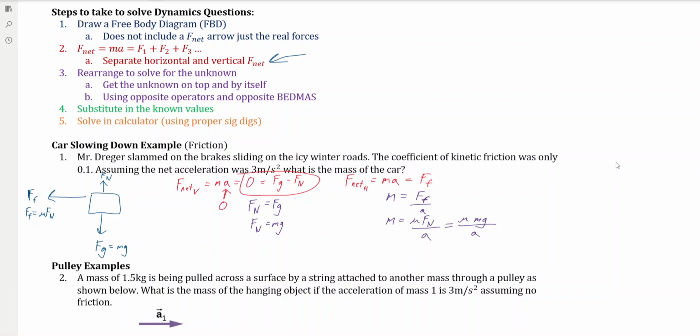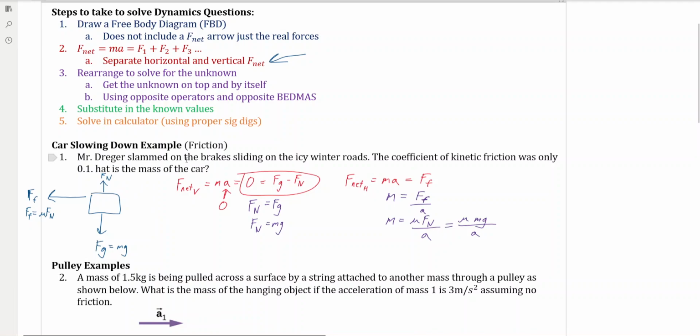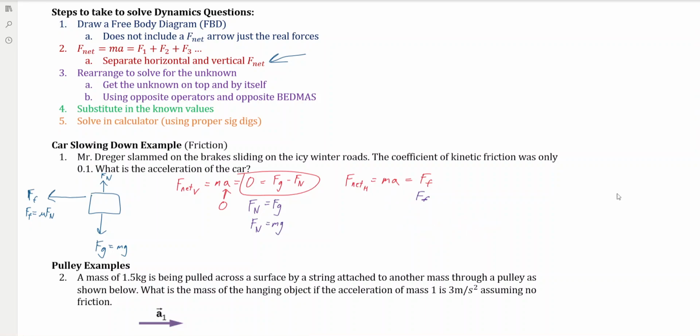I should have changed the question. I'm just going to change it right now in such a way that it should work. I'm just going to say, what is the acceleration of the car? I didn't do a great job of looking at this question ahead of time, apparently.